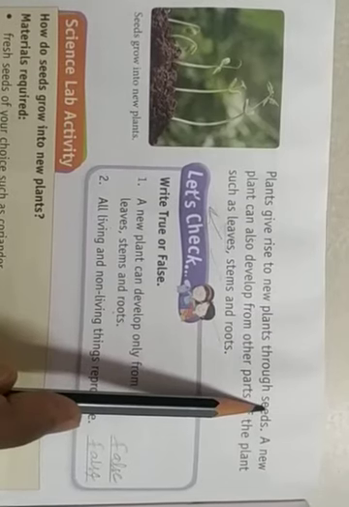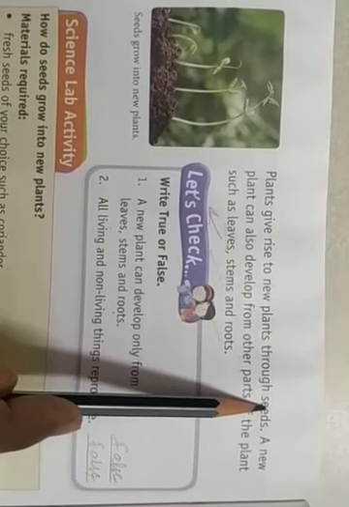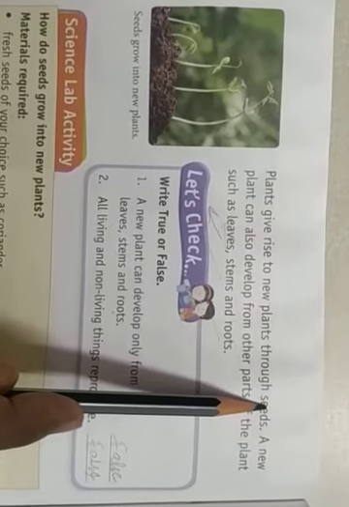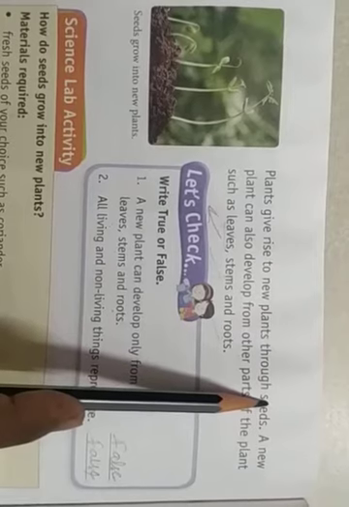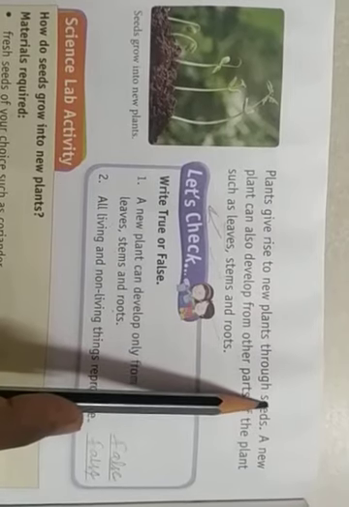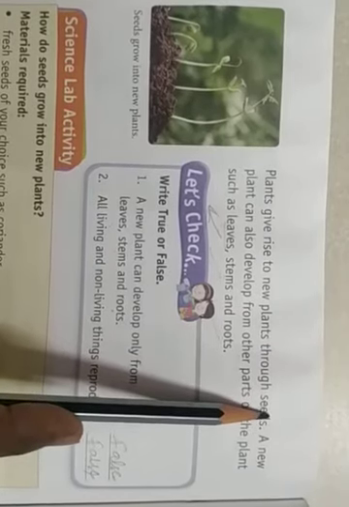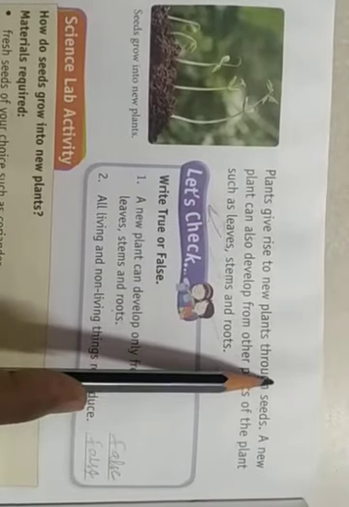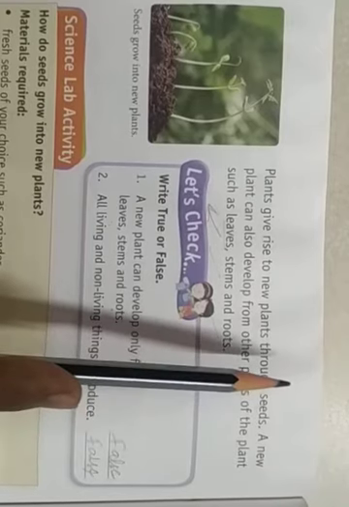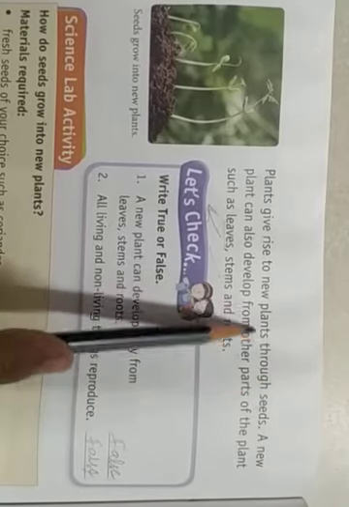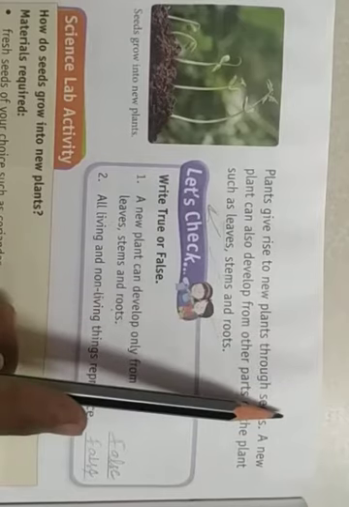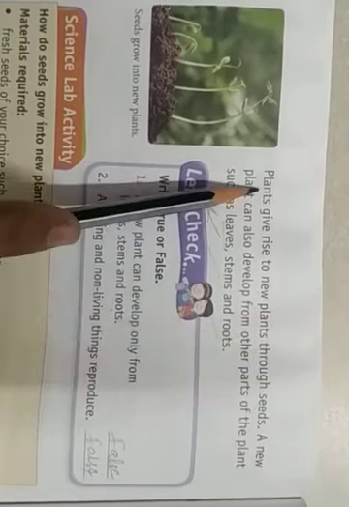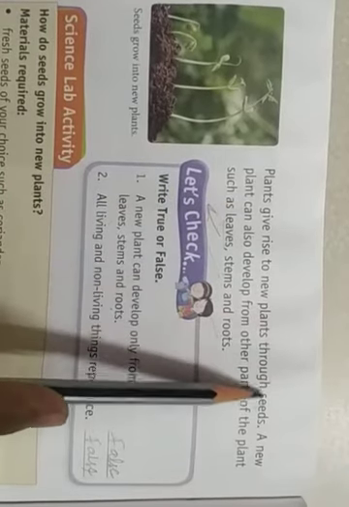Every plant has a seed in it. If you see watermelon, apple, orange, lemon, pomegranate, all the plants have seeds in them. With the help of the seed we can grow a baby plant of the same kind, right? Plants give rise to new plants through the seeds.